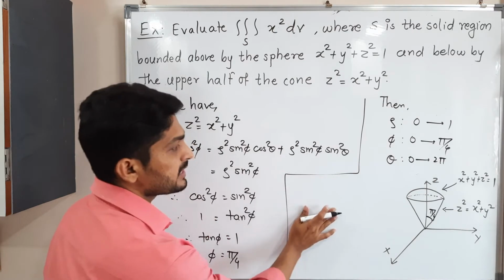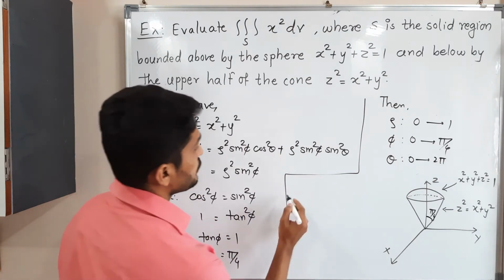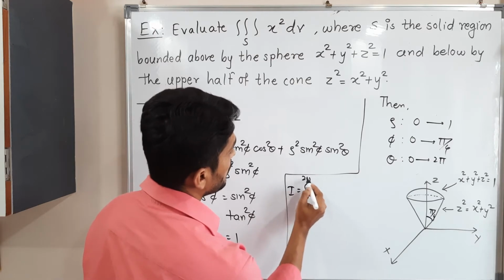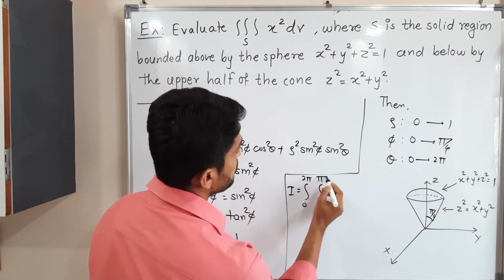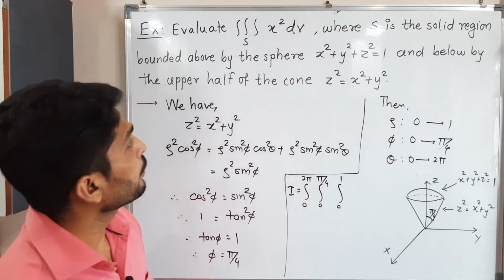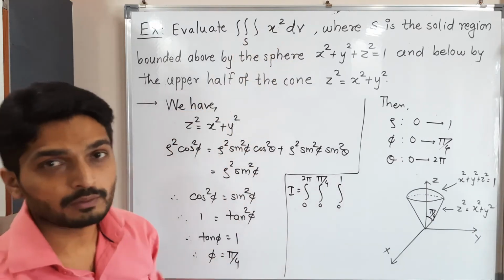Let us use this space to solve the integration. So I is equal to first integration with respect to theta, then integration with respect to phi, and then with respect to rho. What we have inside is x square, so x square means what?